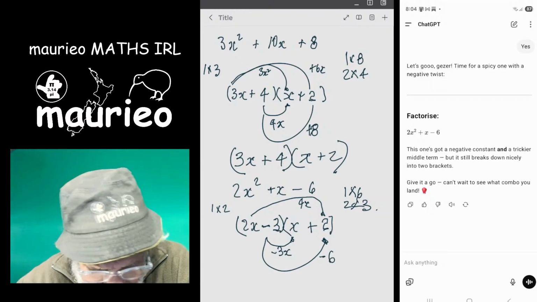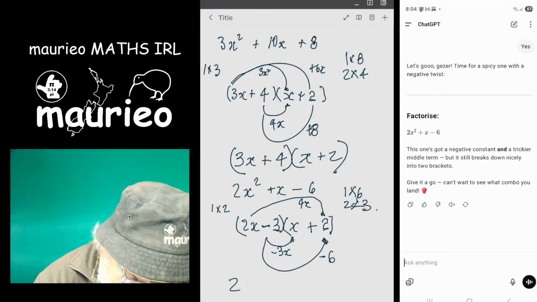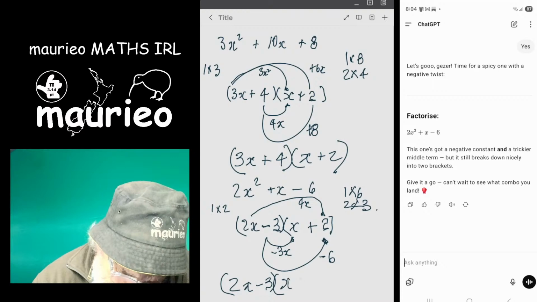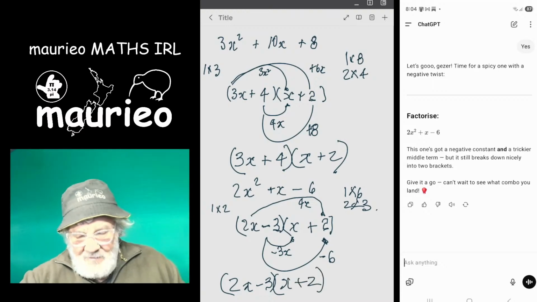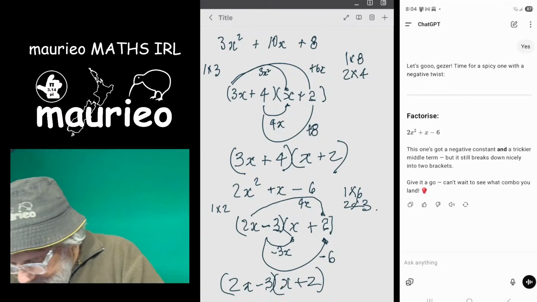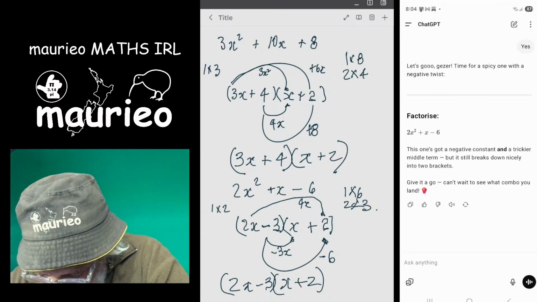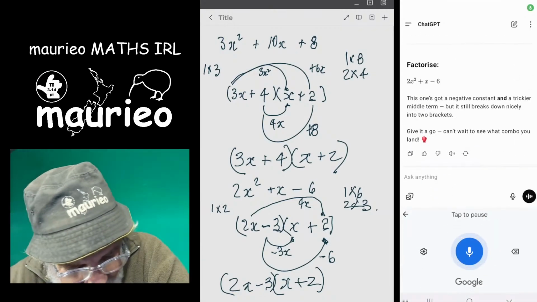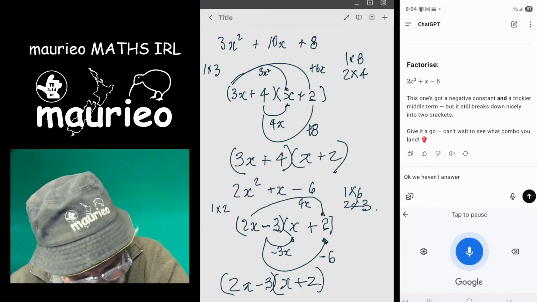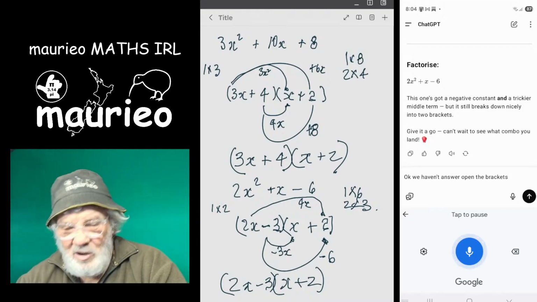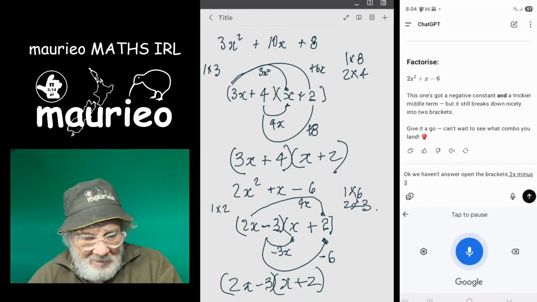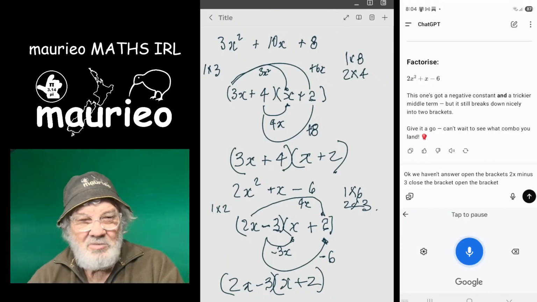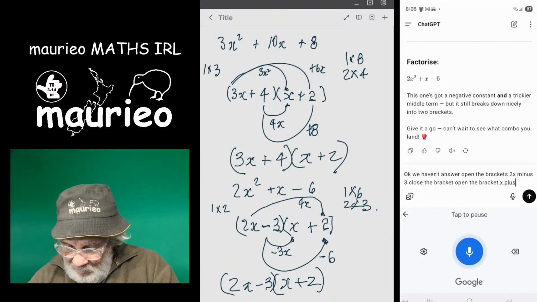The signs must be different. So we get, yes, 2x minus 3, x plus 2 for the answer to that one. Okay, we have an answer. Open the bracket, 2x minus 3, close the bracket, open the bracket, x plus 2, close the bracket.